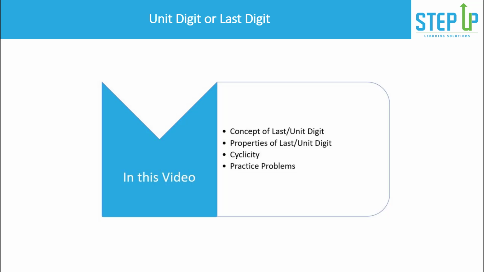Hello and welcome to this fifth concept video on number system. Here we'll discuss the concept of last digit. We will see a few properties of last digit or unit digit and how numbers behave when we add or multiply numbers. We will look at an important concept of cyclicity, from which you will commonly see a lot of questions on unit digit. And we will solve 5 to 6 questions so that you feel confident in tackling any problem on unit digit. So let's get started.